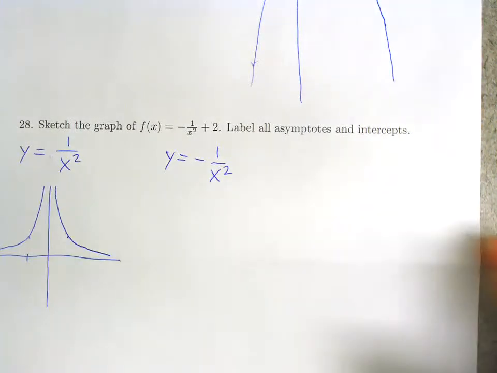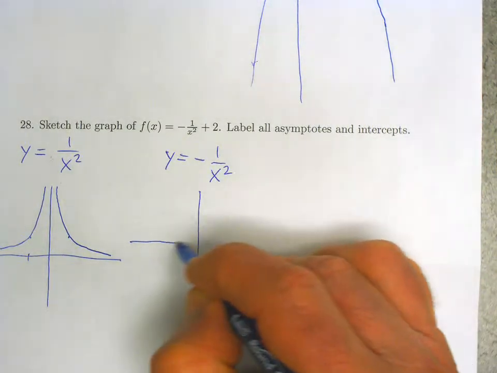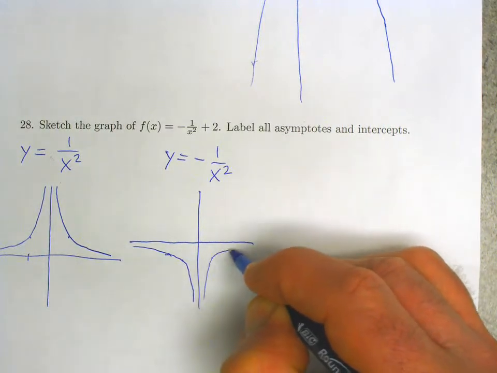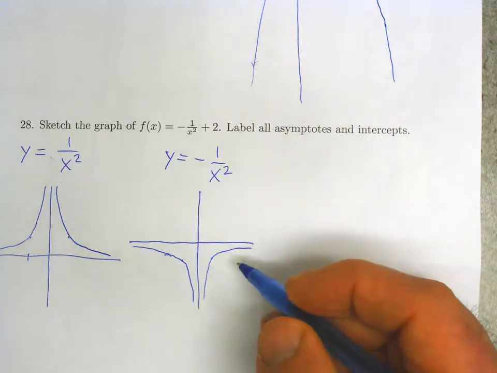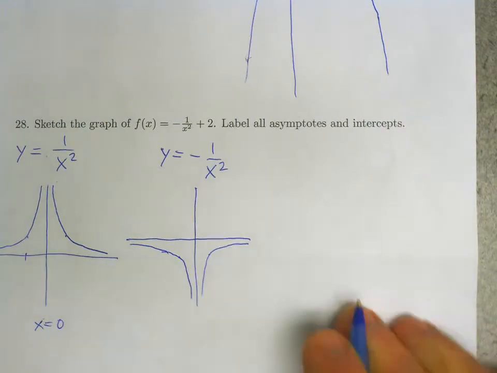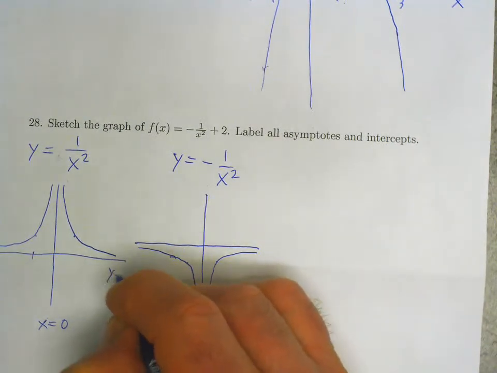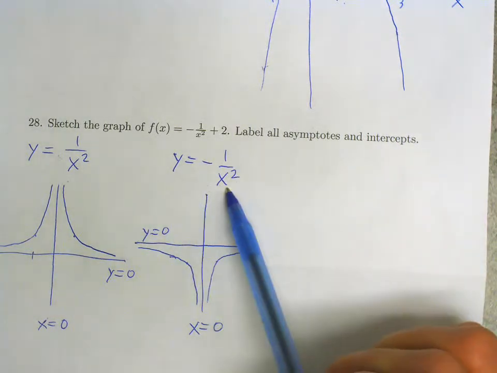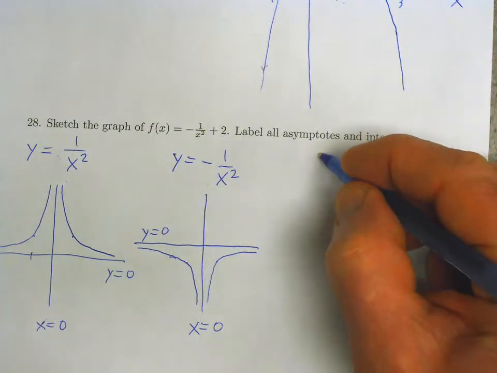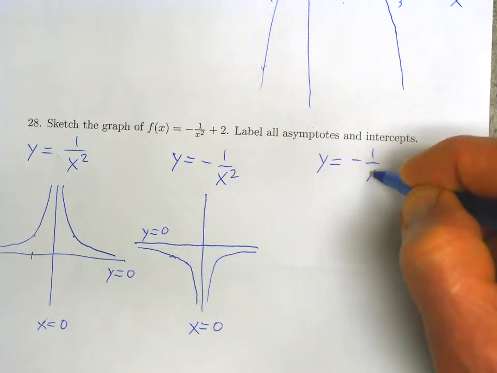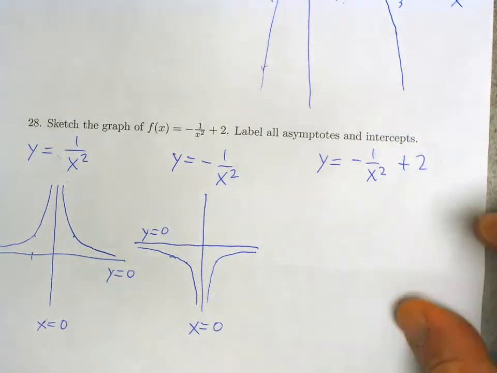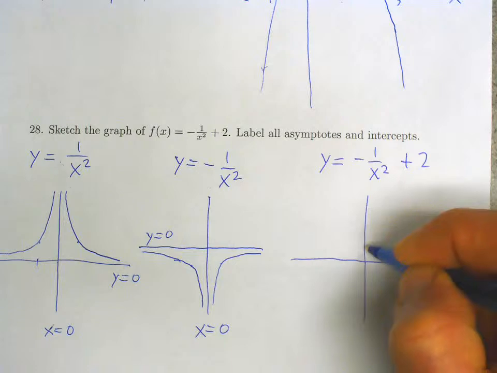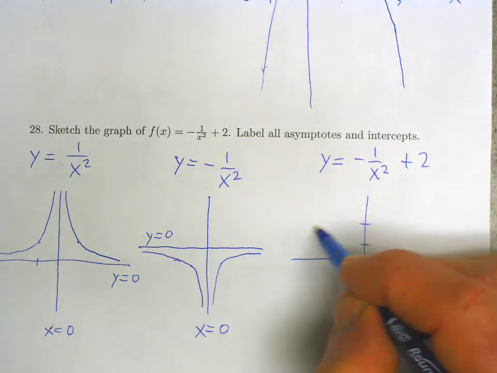So sketch y equals negative 1 over x squared. So we just get a reflection across the x-axis. So the vertical asymptote is still x equals 0. I guess we could label those. We're supposed to do that. And then y equals 0 is still the horizontal asymptote. And then finally, we take this graph and shift it upward by 2 units. So now we're going to graph what f of x is. So everything gets shifted upwards. So that means we're going to have a horizontal asymptote at y equals 2.